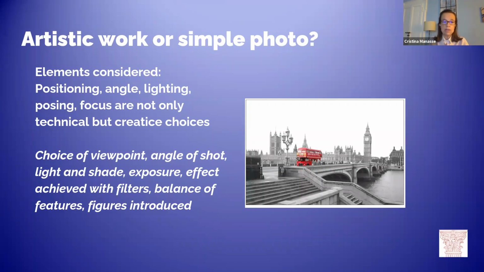In this case, the judge decided that there were choices like the angle of shooting, the light, the shades, the effect achieved with the filters, because the author worked on the filters to make the bus more red. The balance of the features, the composition itself is creative. So it means that it's protected by copyright. So even if they are iconic photos, like the photo of the Duomo in Milano or the gondola in Venice, they could be creative in the sense that they are made with particular intellectual efforts, choices, decisions, which could be both artistic or technical, and therefore they have to be considered photographic artworks.